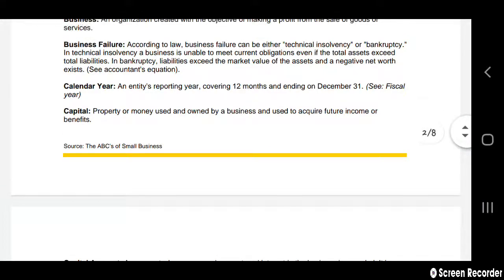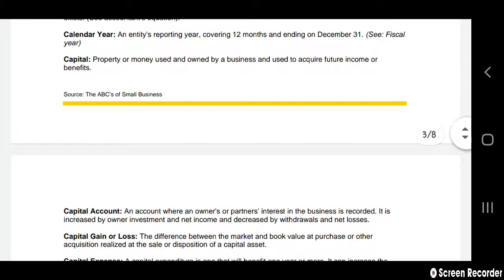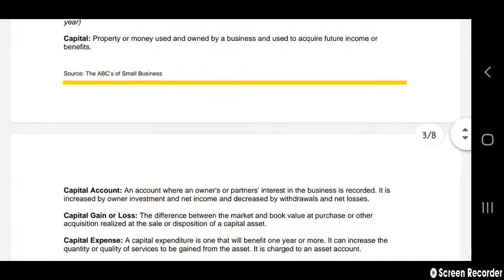Next, calendar year. An entity's reporting year that has 12 months, ending on December 31st. The 12-month period until December 31st is called the calendar year. For this you have to see the fiscal year, so that you will know about the calendar year. Next is capital.